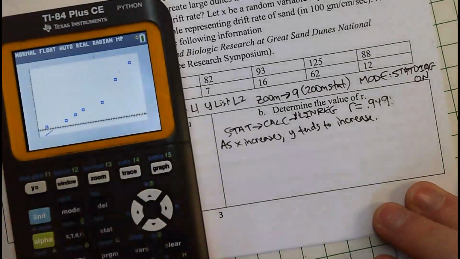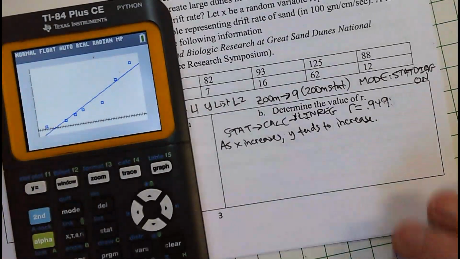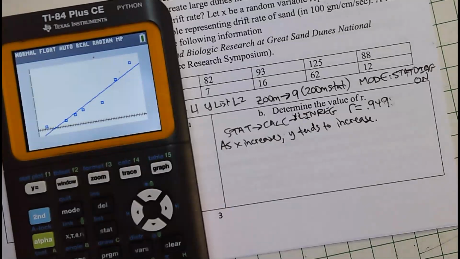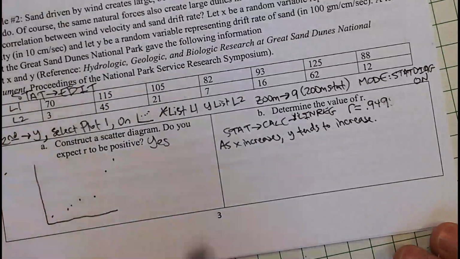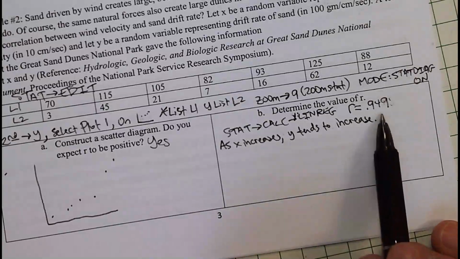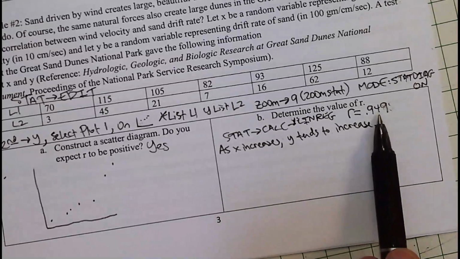I could press Graph. I stored the line of best fit in there. So you see how, for the most part, the points are pretty close to the line of best fit. So that's why it's strong. Okay. I will make a separate video later that shows you how to calculate that using the formulas. There's two formulas you could use.